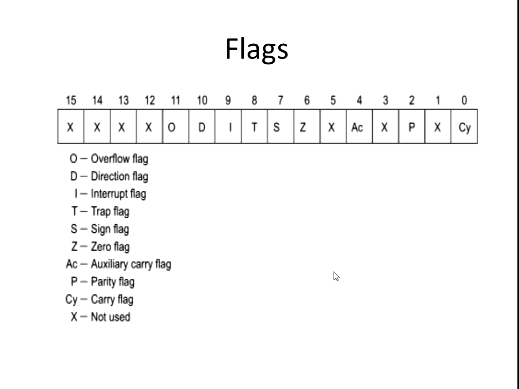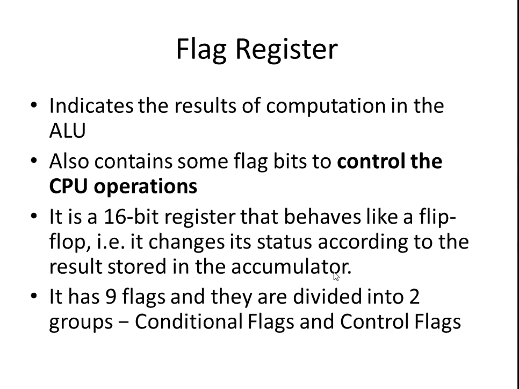These are the 16 flags with index 0 to 15. Here we can see that some are marked X, with indexes 1, 3, 5, 12, 13, 14, 15 and so on. That indicates that these flags are not used. The remaining 9 flags are divided into two groups: one is conditional flags and the second one is control flags.